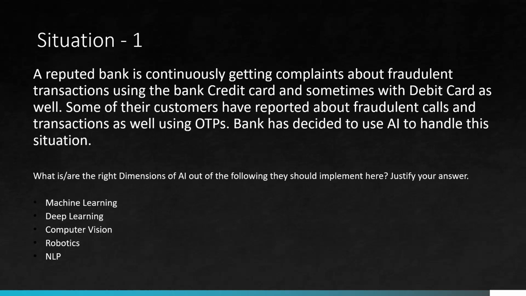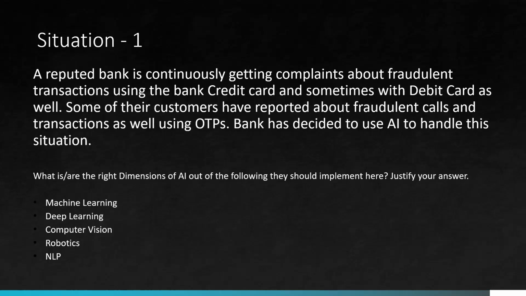So a reputed bank is continuously getting complaints about fraudulent transactions using the bank credit card and sometimes with the debit card as well. Now, some of their customers have reported fraudulent calls and transactions using OTPs. The bank has decided to use AI to handle this situation. So what is or are the right dimensions of AI out of the following that we should implement here? Justify your answer. So which one should we use here? Machine learning, deep learning, computer vision, robotics, NLP. What do you think?